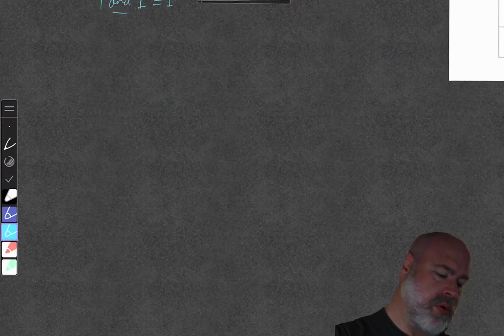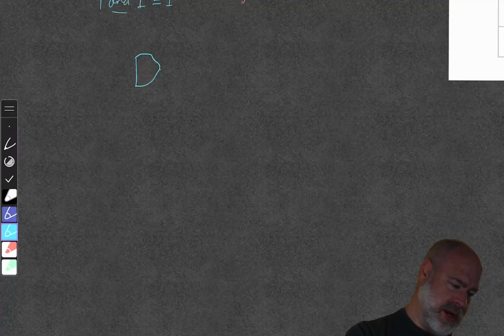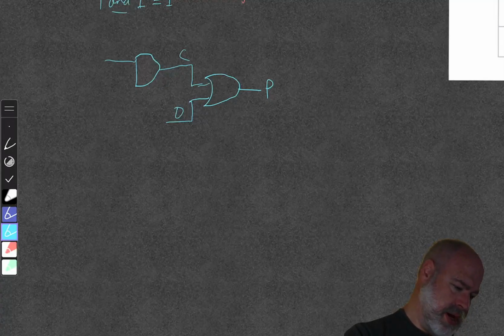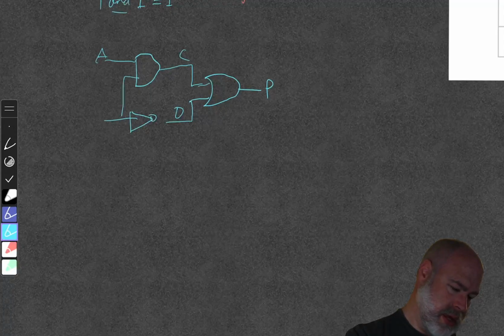I mean, let's do a more complicated example anyway. Let's do a more complicated example with a diagram. So let's just say I go to an OR gate at the end, P. I've got 2 inputs to it. Let's say we call them C and D. And I've got an input here, A. And this one goes to a NOT gate here. That's B, and there's a junction there.